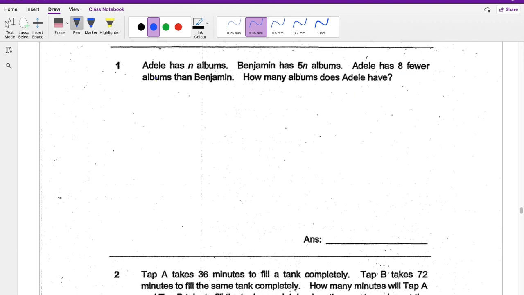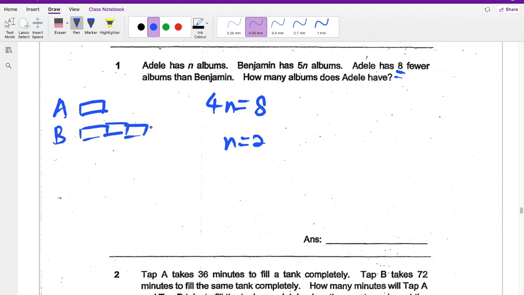Well, we see 8 fewer albums than Benjamin. If Adelaide has N and Benjamin has 5N, then Adelaide has 4N less than Benjamin, which is 8 shown here. So N equals 2. If we model it, Adelaide has N here, Benjamin has 5N. They say Adelaide has 8 fewer than Benjamin. 8 fewer is 4 parts, so each one would be 2. So Ada has 2 initially.